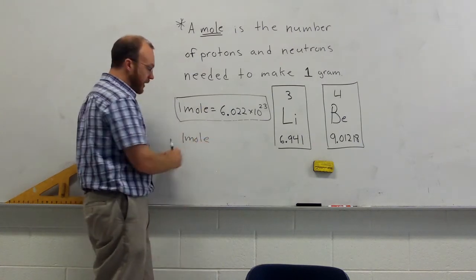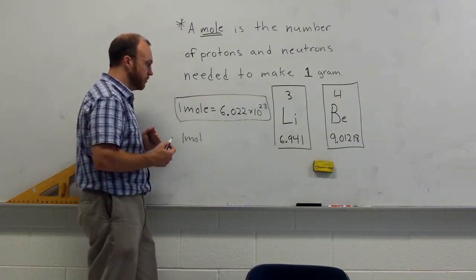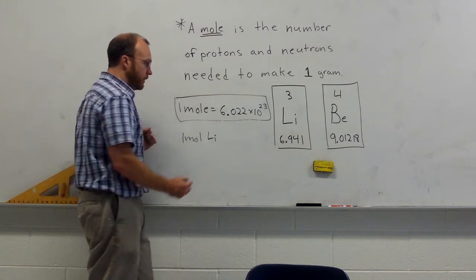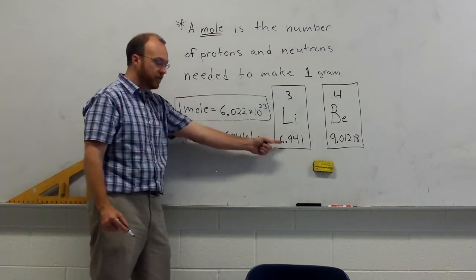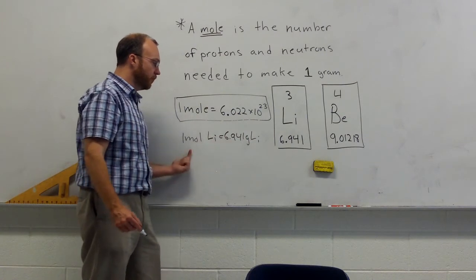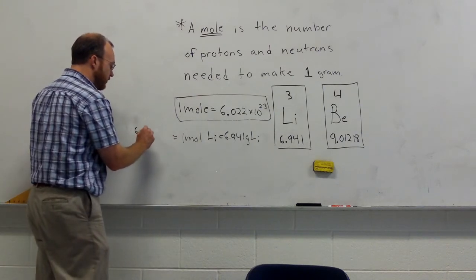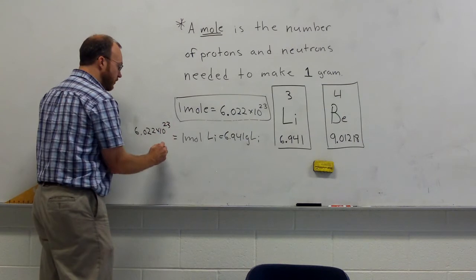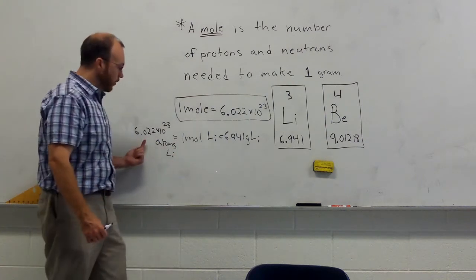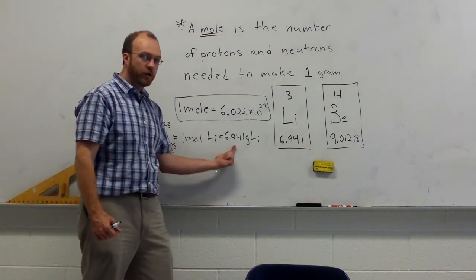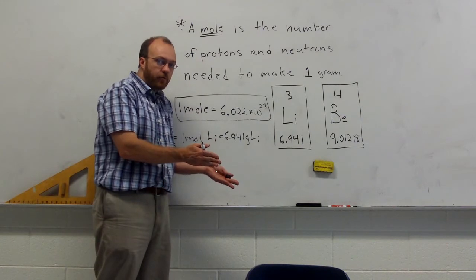And from here on out, instead of writing out mole, I'm going to use the abbreviation, which is mol. I know it's not much of an abbreviation, but it's the abbreviation we use in chemistry. So 1 mole of lithium is 6.941 grams of lithium. We call this the molar mass. It tells us the mass of 1 mole. Now also remember that a mole is 6.022 times 10 to the 23rd. So this is 6.022 times 10 to the 23rd atoms of lithium. 1 mole of lithium is 6.941 grams of lithium. Then if we measure the mass of lithium, we can figure out how many moles are there or how many atoms are there.